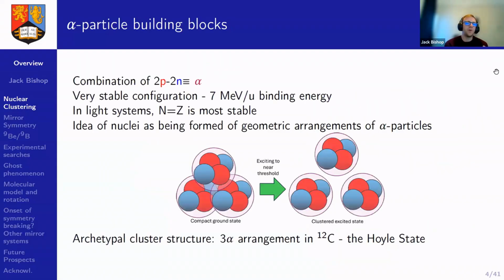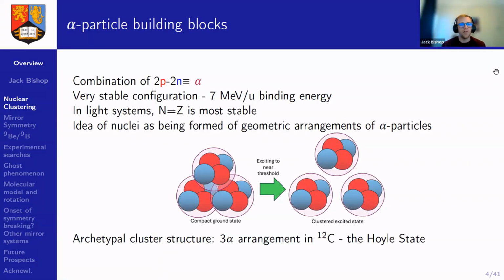So rather than thinking about the protons and neutrons as our building blocks for our nucleus, what we can start to do is think about having something as a substructure, which is the alpha particle. Here we're combining together two protons and two neutrons to form these alpha particles. And what we see is that this is a very stable configuration. They have about 7 MeV per nucleon binding energy, so they're very stable. And in particularly light systems, what we see is that the N equals Z nuclei are usually the most stable configurations.